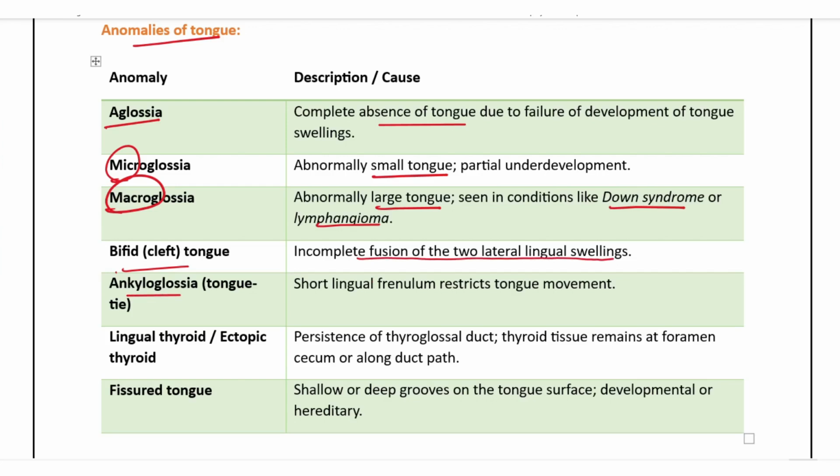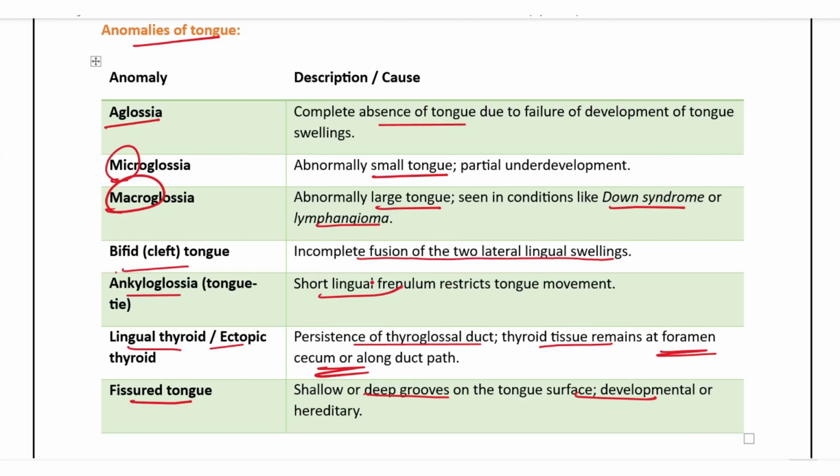Then we have ankyloglossia, also called the tongue tie. This happens when we have a short lingual frenum, which will restrict the movement of the tongue. Then we have the lingual thyroid, ectopic thyroid. This happens due to persistence of the thyroglossal duct. The thyroid tissue remains at the foramen cecum. Then we have the fissured tongue. Shallow or deep grooves can be present on the surface. It's a developmental anomaly. Okay.